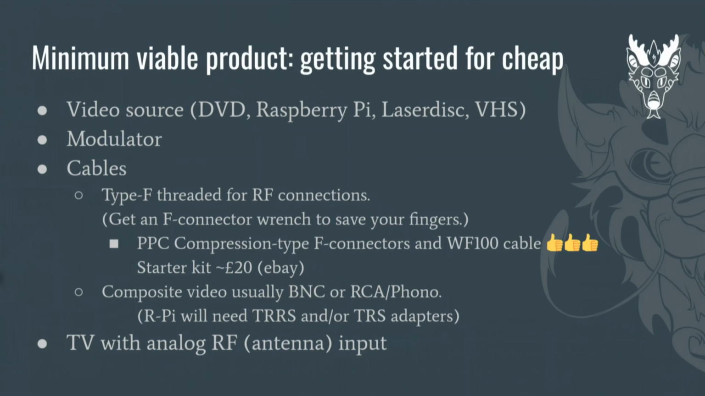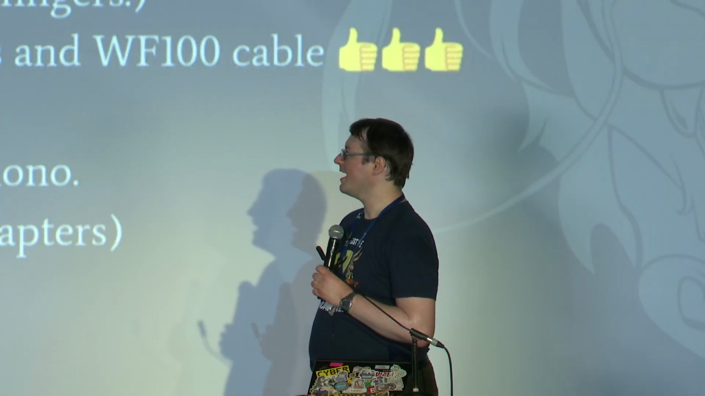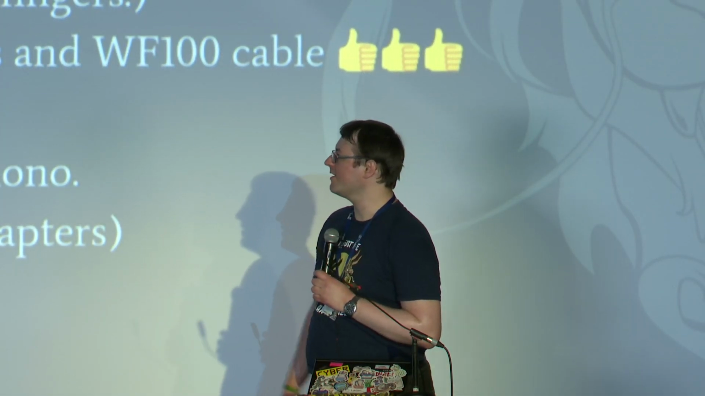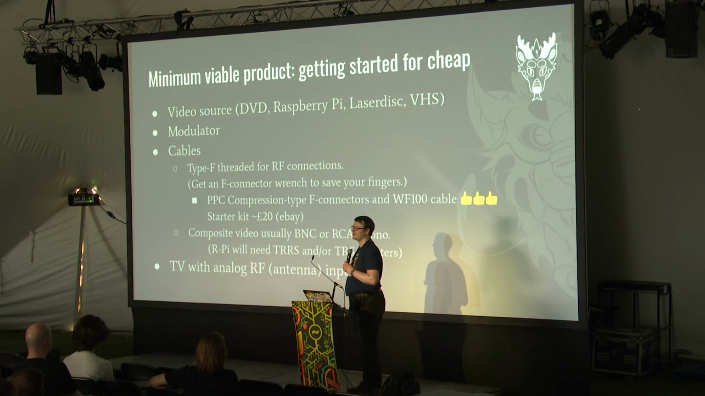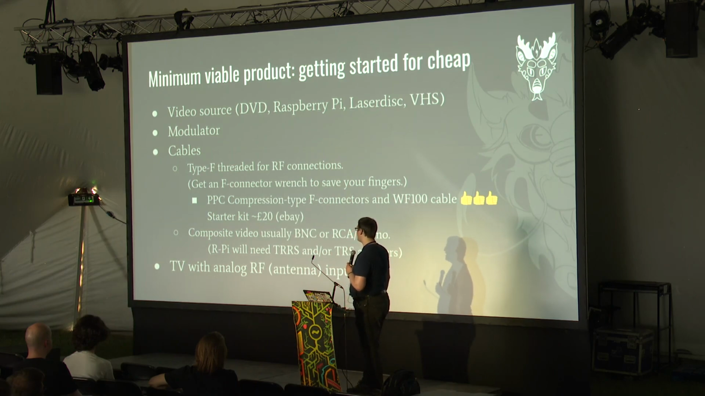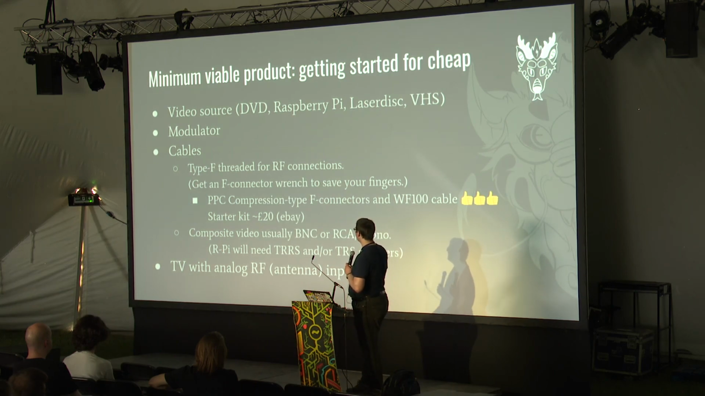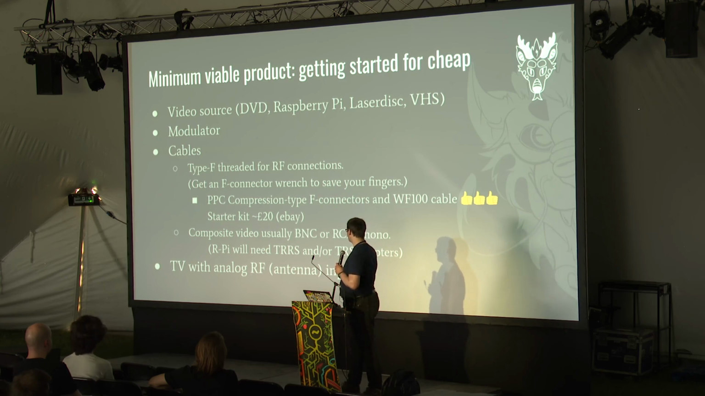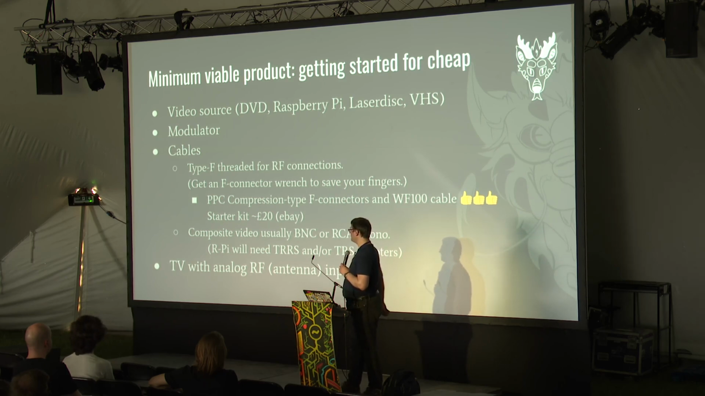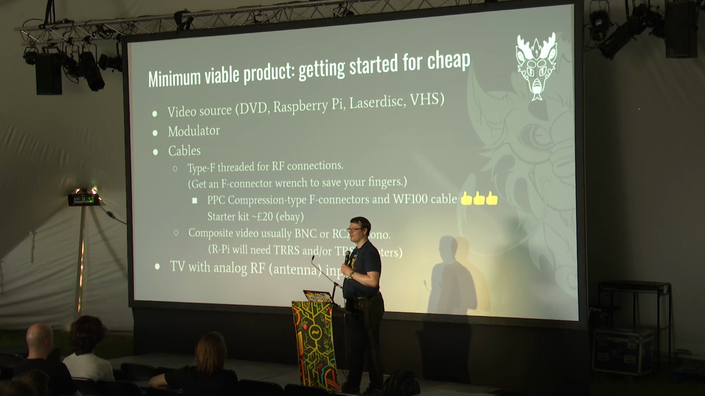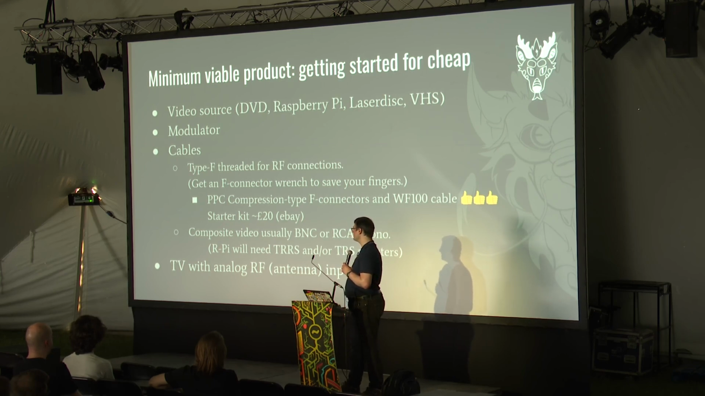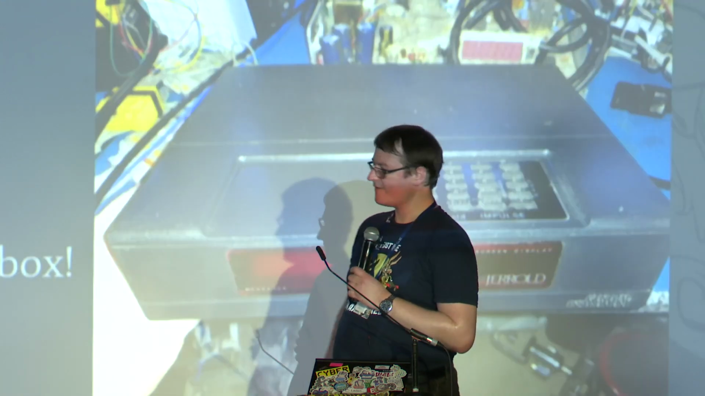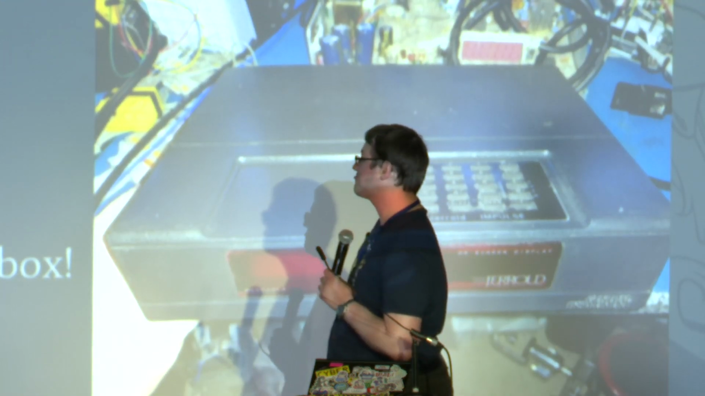The cables are fairly standard. If you've done a satellite TV installation, it's a Type F connector. It's the same as is used on satellite dishes up and down the country. The parts to get started with that are cheap. And then after that, you just need a TV with an analog tuner. If your TV is fairly old, you've probably got one. If not, there are other ways.